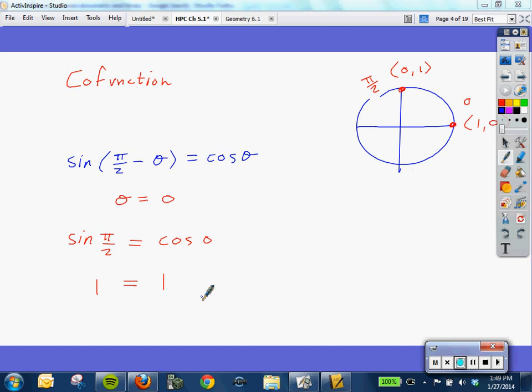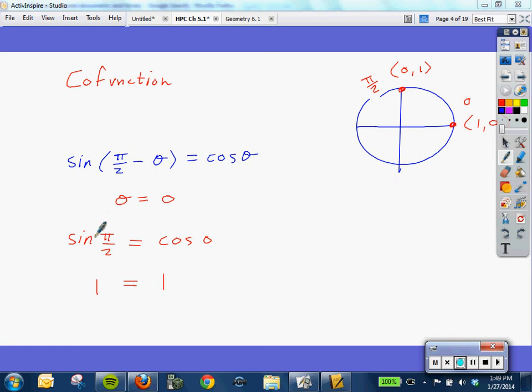So we have some cofunction identities. This one here says the sine of pi over 2 minus theta is equal to the cosine of theta. And I'm gonna show you why this one works just by plugging in an angle value. Okay, so I'm gonna plug in 0. And so if we plug in 0, we have the sine of pi over 2 is equal to the cosine of 0. We're a distance of pi over 2 away, right? The difference is pi over 2.